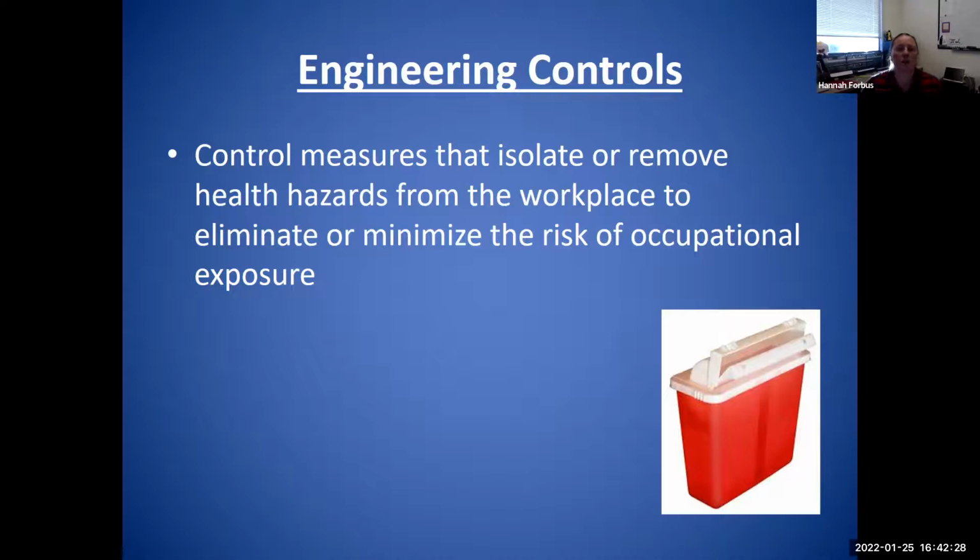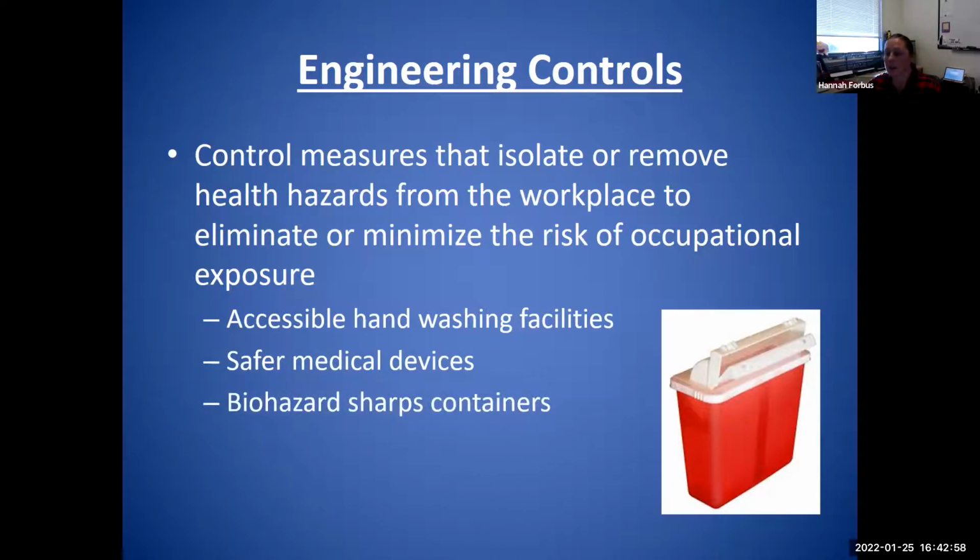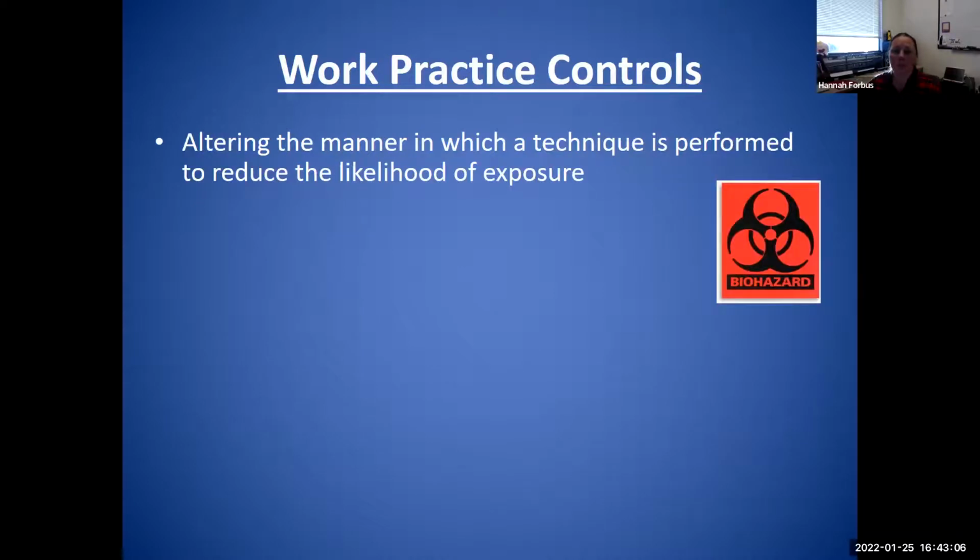Engineering controls. These are controls that isolate or remove health hazards from the workplace to eliminate or minimize the risk of occupational exposure. Remember, we always have that risk, but we can have controls put in place to help eliminate or minimize the risk, such as having hand washing facilities easily accessible, having safer medical devices, having biohazard sharps containers close by, using biohazard bags. Okay, those are the engineering controls.